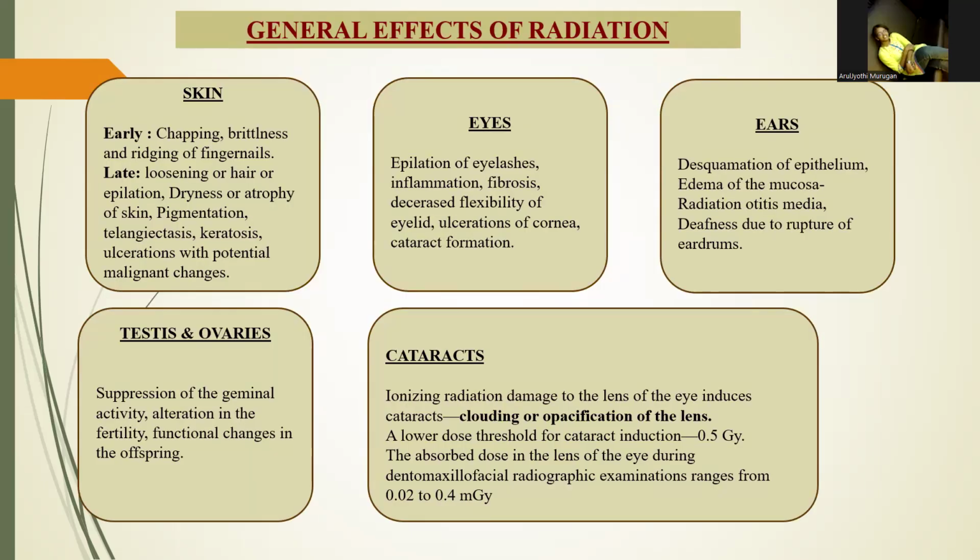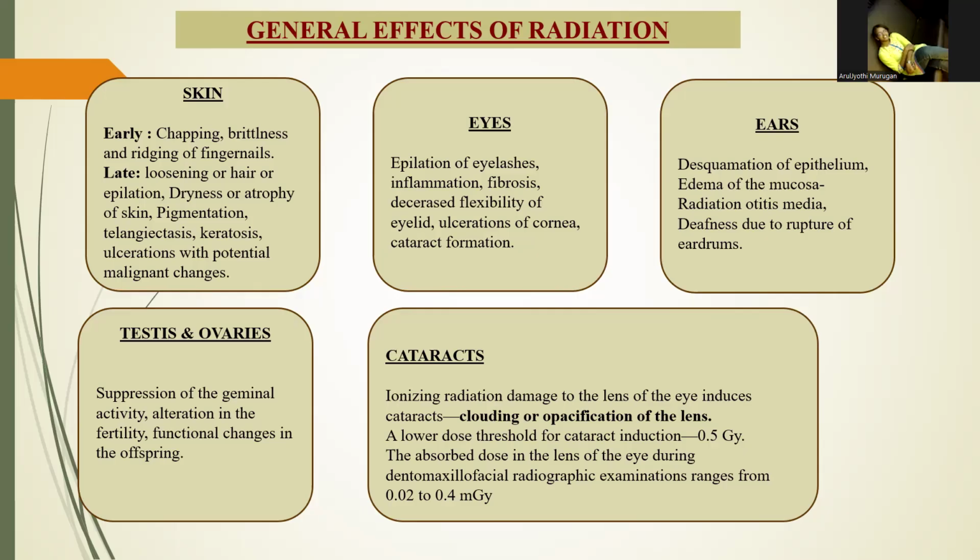Coming to the general effects of radiation on skin, early effects would be chapping, brittleness, or any deformation in the fingernails. Late effects would be loss of hair or epilation, dryness or atrophy of the skin, pigmentation, keratosis, ulceration with potential macular changes. In the eyes, there will be epilation or loss of the eyelashes, drooping of eyelashes, inflammation, fibrosis, decreased sensitivity of the eyelid, made majorly because of fibrosis of the muscles in the eyelid, ulcerations of the cornea, and cataract formation.